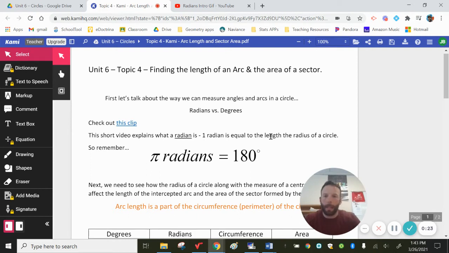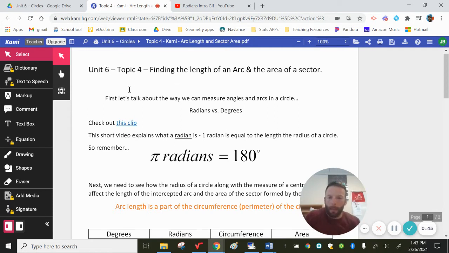radian. And so we have to know that an angle or an arc can be measured two different ways. It can be measured in degrees, or it can be measured as a radian value. So it's very similar to like inches versus centimeters. Those are two different units of distance. Radians and degrees are two different units for measuring the amount of a rotation.